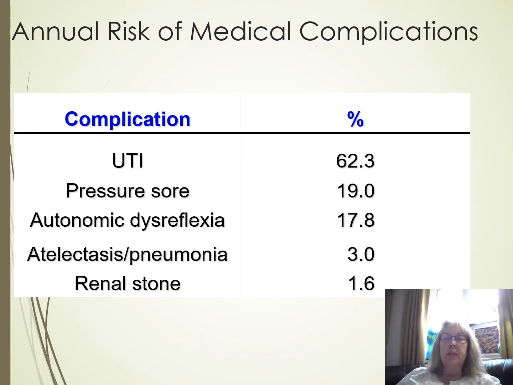In the first year in particular, we are seeing a lot of medical complications, urinary tract infection being the highest one, very similar to adults, but also a significant amount of pressure ulcers, which is not often thought about in children, autonomic dysreflexia, which may be difficult to pick up because the child is not able to verbalise what's happening to them, and also pneumonia and renal stones, particularly in the first year.